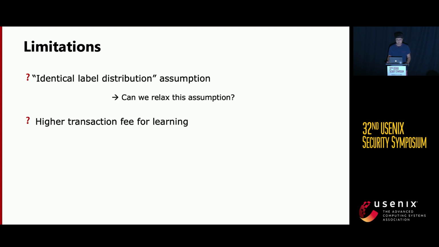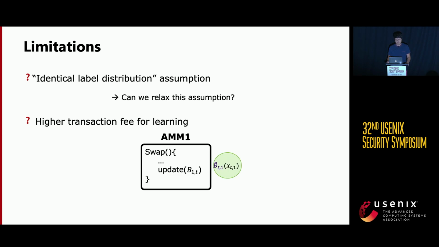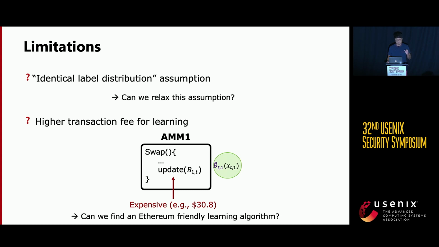Another limitation could be a higher transaction fee for learning. As I mentioned, for each AMM swap function, we have a machine learning module in it, but this is expensive. At the time we were writing this paper, the gas transaction fee was about $31, which may be high. So that introduced another interesting question: can we find an Ethereum-friendly learning algorithm?